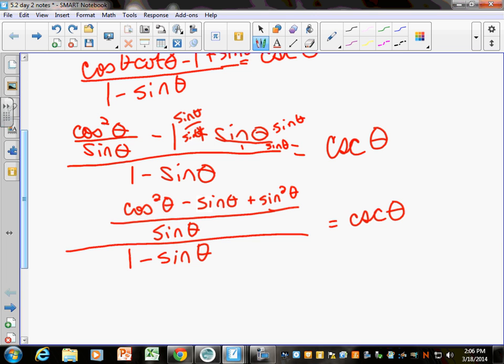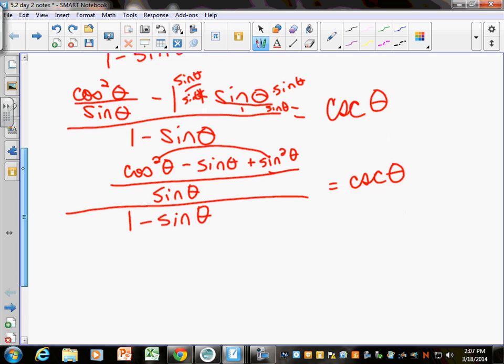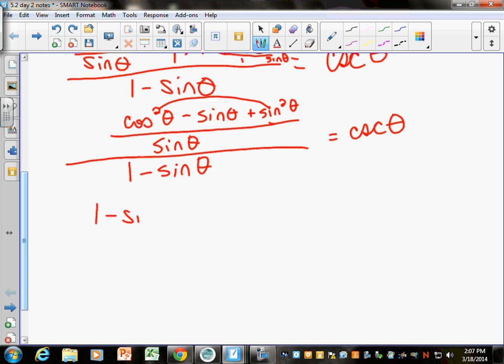And again, as long as there's something else you can do, don't give up. So look at what we have now. Anybody see anything we could put together? We have cosine squared and sine squared. What does that always equal? 1. So could I rewrite this as 1 minus sine theta over sine theta, over 1 minus sine theta? It's a whole lot of sines.